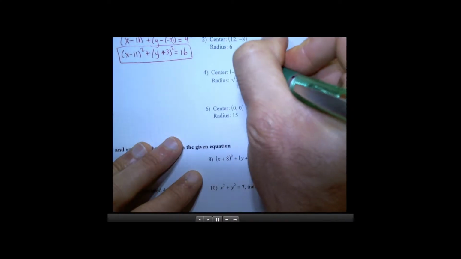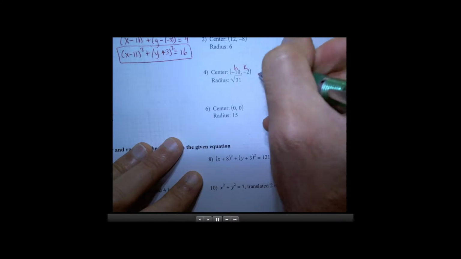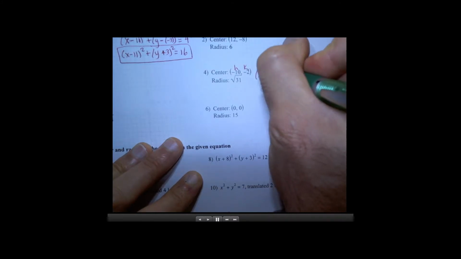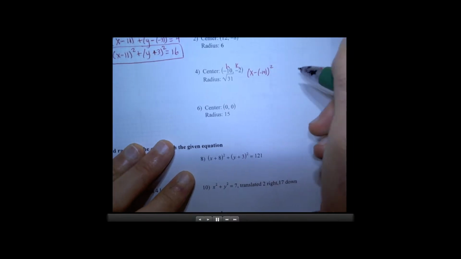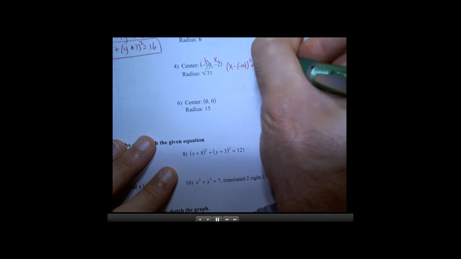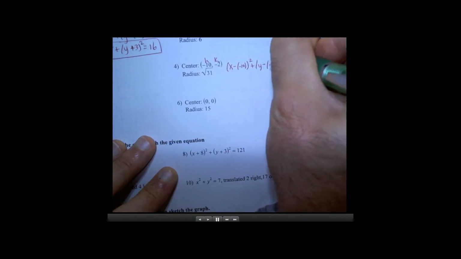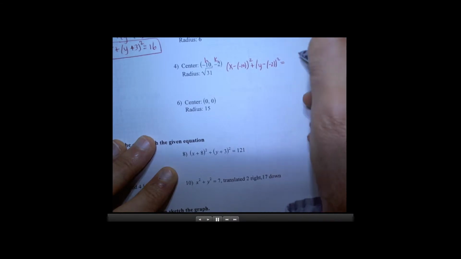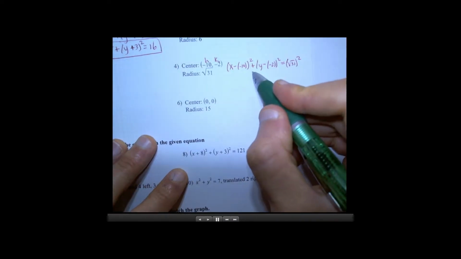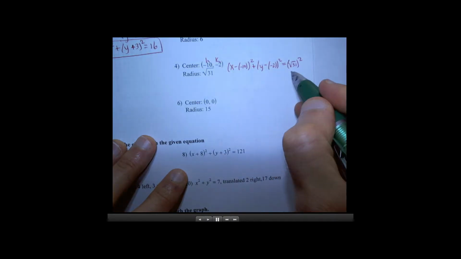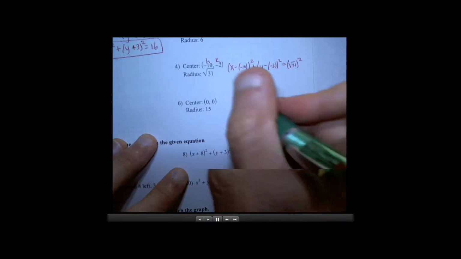So again, we got h and k. So we've got x minus a minus 10, right? X minus h squared plus y minus 2 squared equals, I'll put this in parentheses, square root of 31 squared. All right, x minus h squared plus y minus k squared equals r squared. All right, that's my h and k.